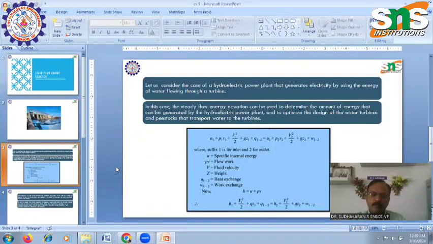Now, U plus PV put together is called enthalpy. So the equation gets modified as H1 + V1²/2 + g·Z1 + Q1→2 = H2 + V2²/2 + g·Z2 + W1→2. Here W is the power or the work that is obtained from the hydraulic turbine. So if you fix this W as the required parameter, all the other parameters are the input parameters. From this we can find the amount of work that is generated by the hydroelectric power plant.